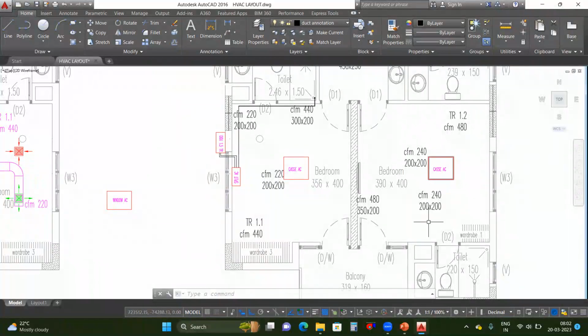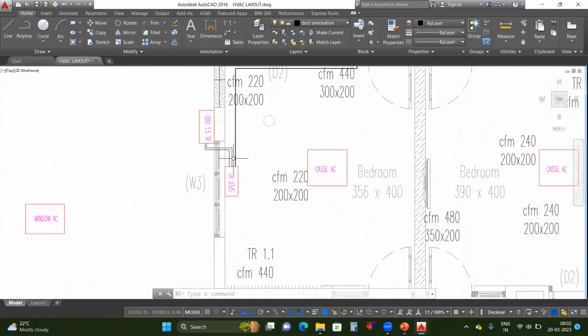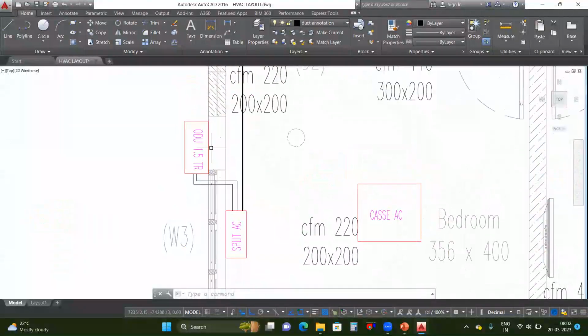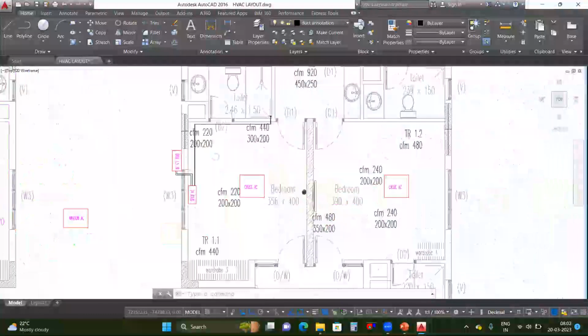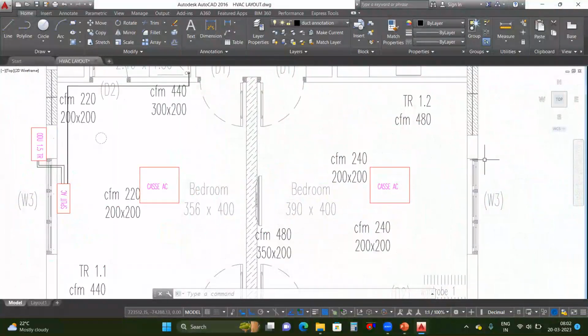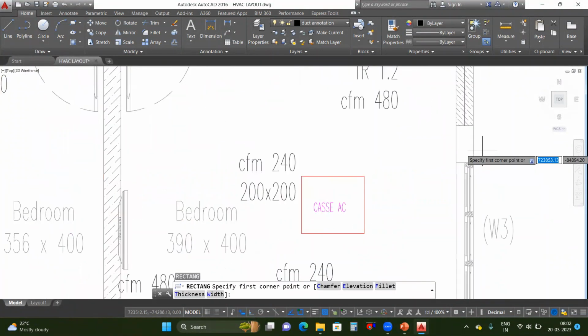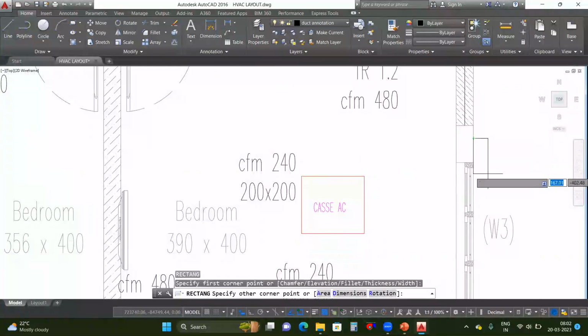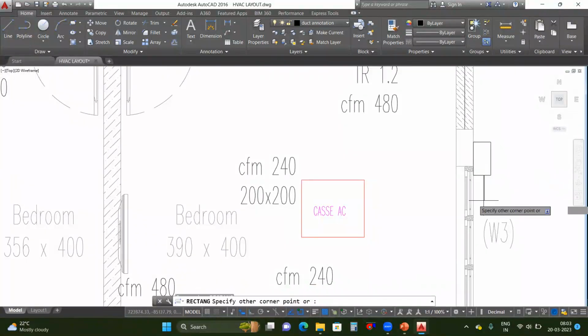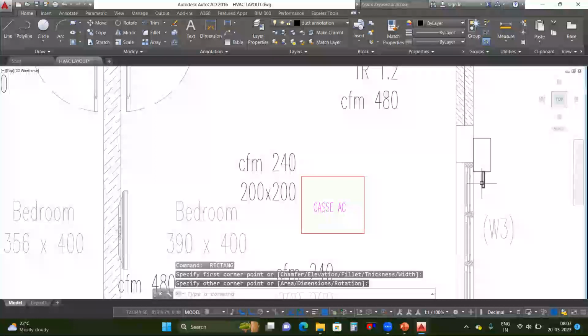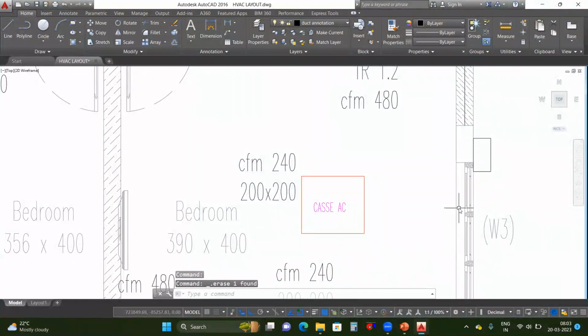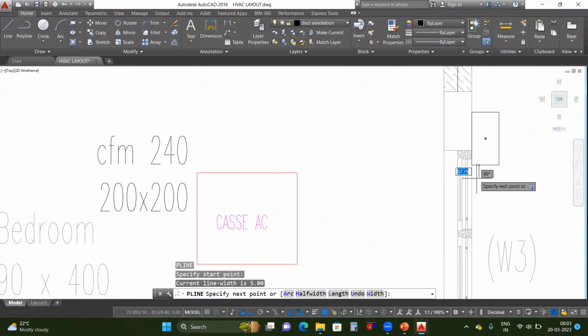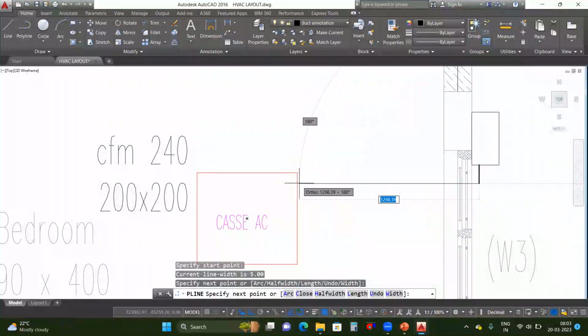So you can see here the cassette AC. Same principle as the split AC: we have placed an outdoor unit and we have connected it. So same here, the cassette AC also comes with an outdoor unit. So we need to place the outdoor unit here like this, and same thing, we need to connect it with this cassette AC.